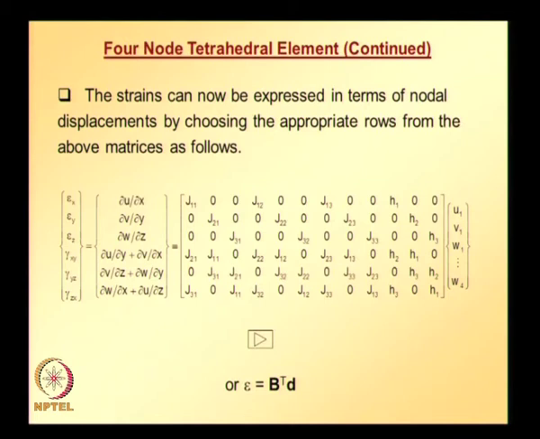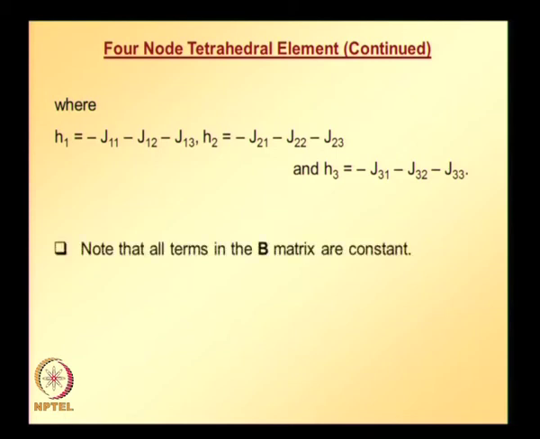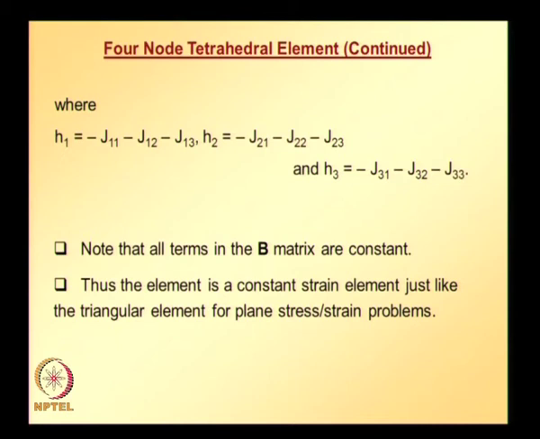And here H1, H2, H3 are defined, and these H1, H2, H3 are basically related to the components of the inverse of the Jacobian through these equations. If you see these strain displacement relations, it can be easily verified that all terms in the B matrix are constant. So, this element is a constant strain tetrahedral element, just like the 3 node triangular element for plane stress plane strain problems. So, we have expressed strains in terms of nodal displacements.